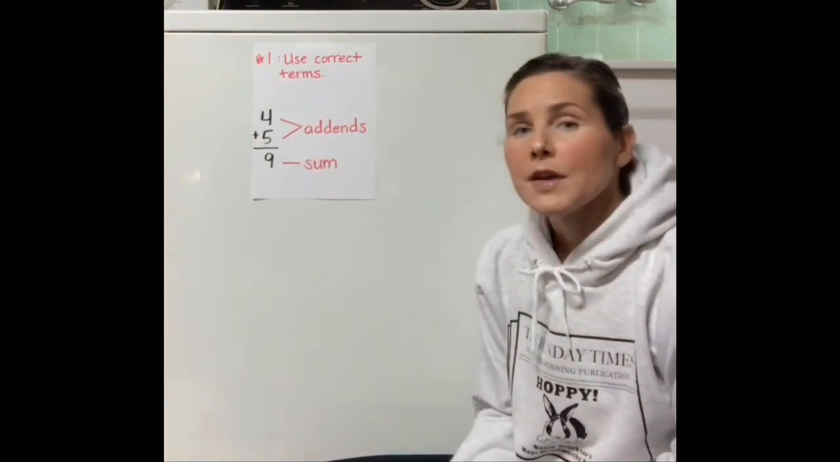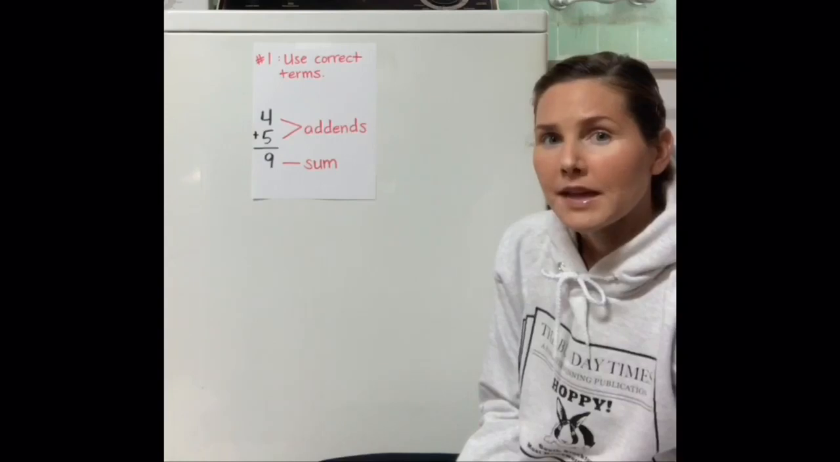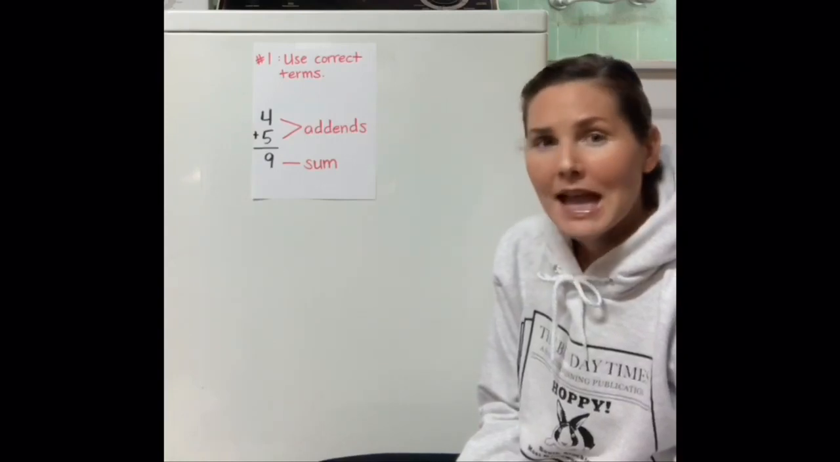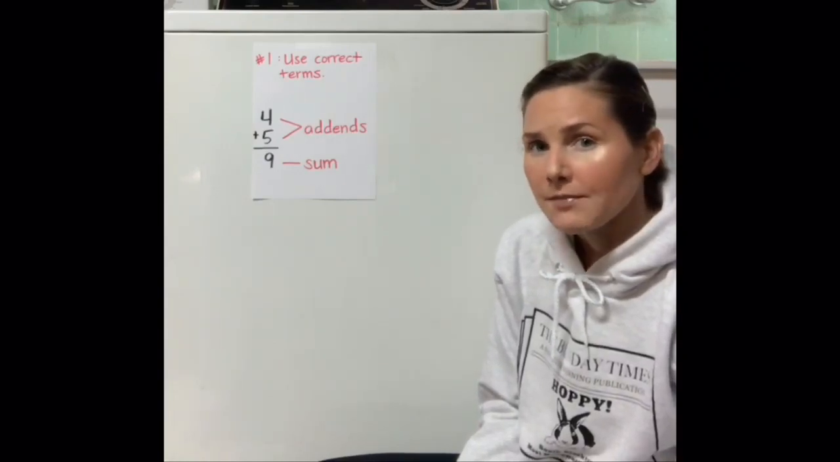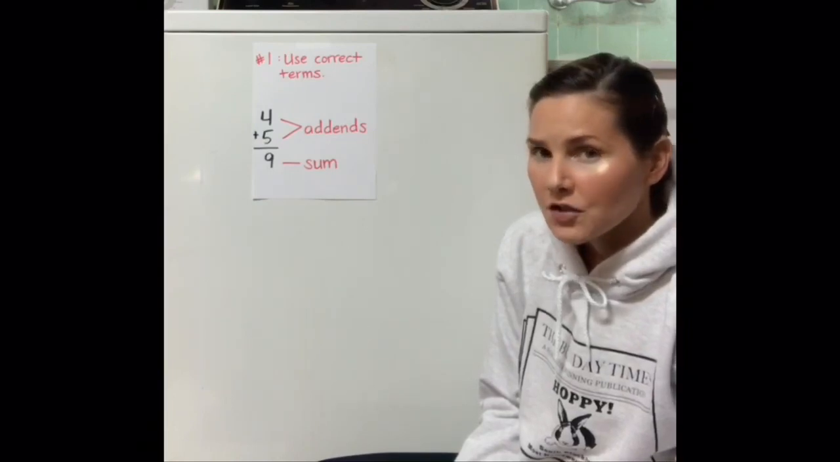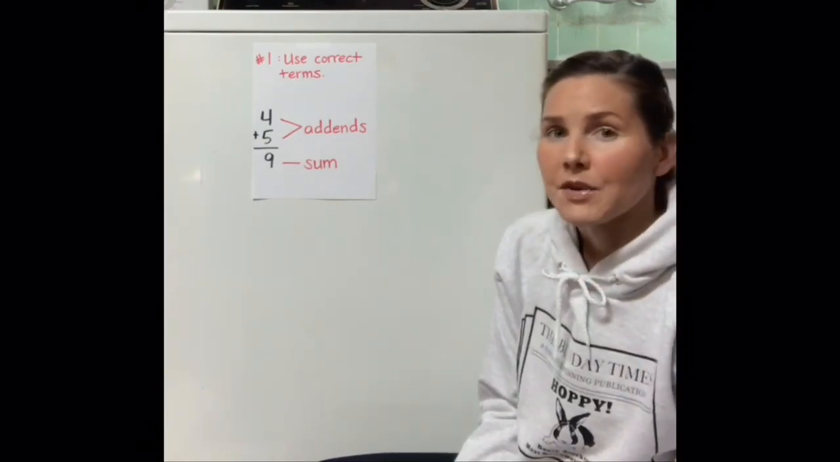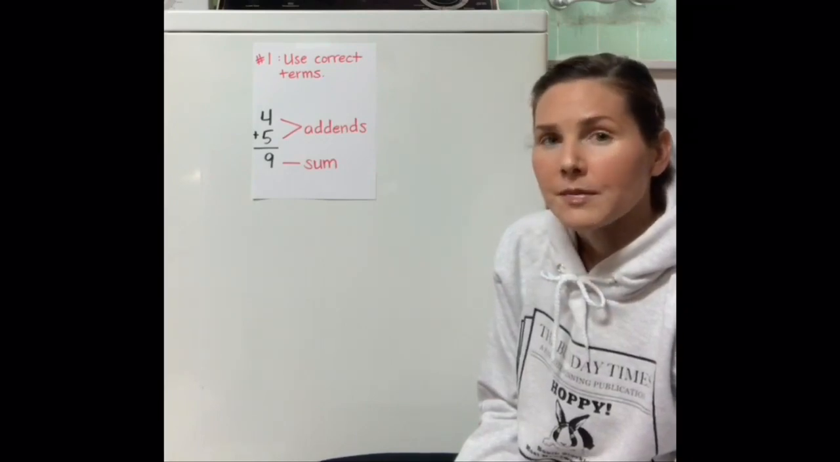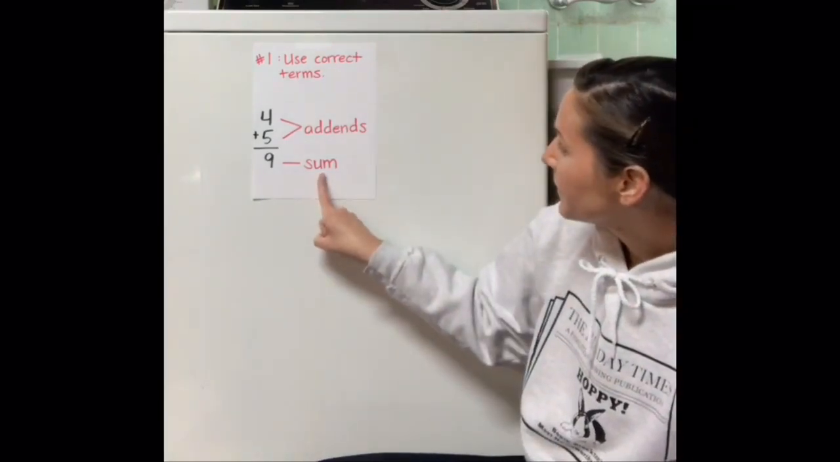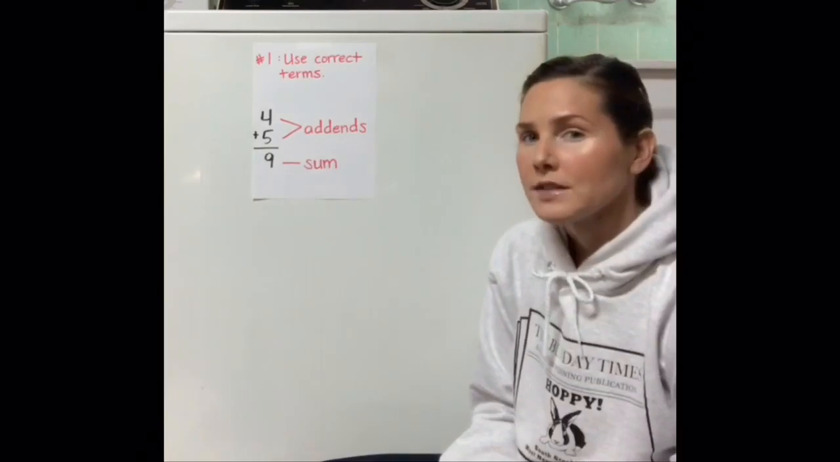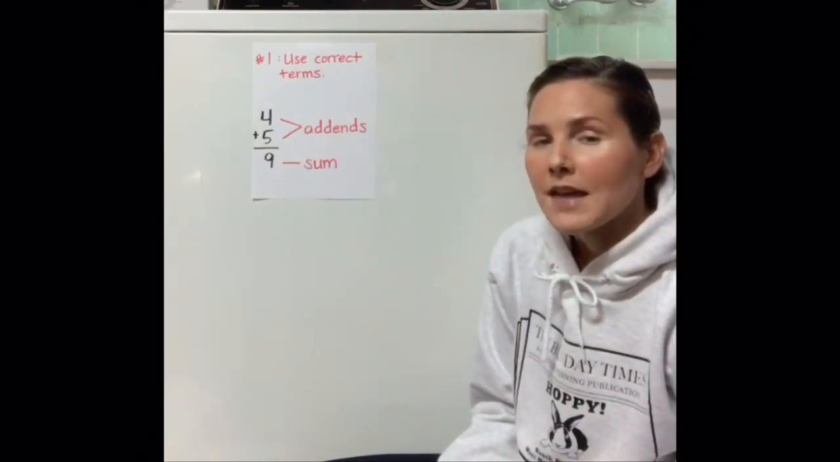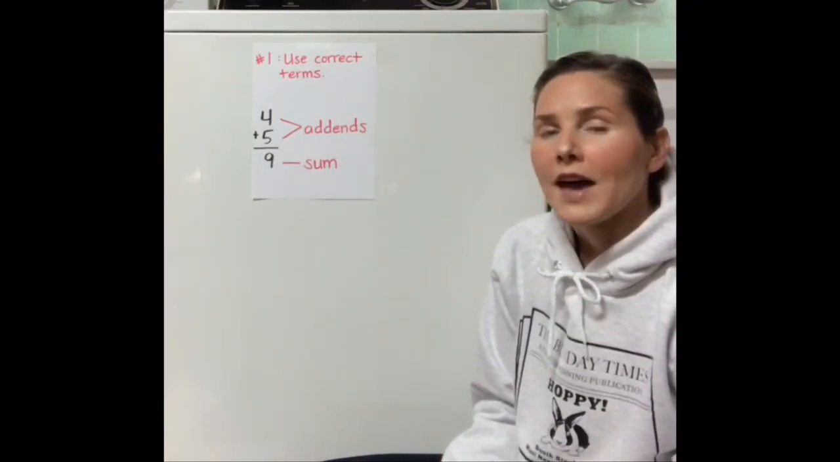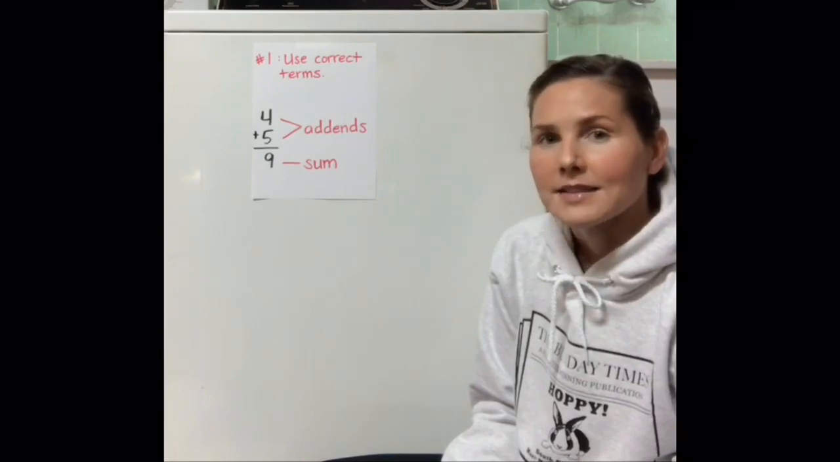In this problem, there are only 2 addends, but in addition, you can have as many addends as you want. 3, 4, 10, 100. There's no limit to the number of addends you can have. The answer to an addition problem is called the sum. There should only be one sum to your addition problem, and that's the total amount once you've added all of the addends together.